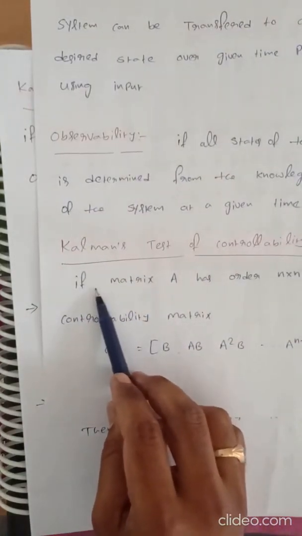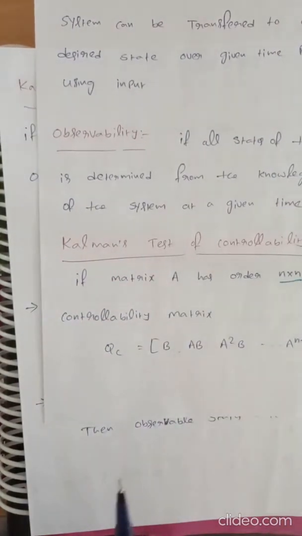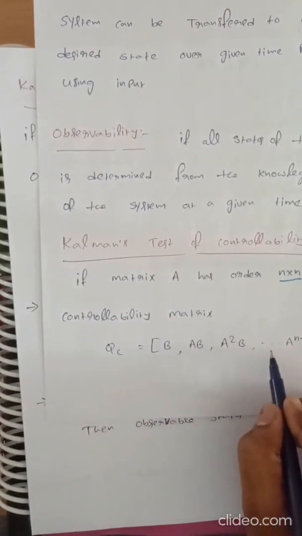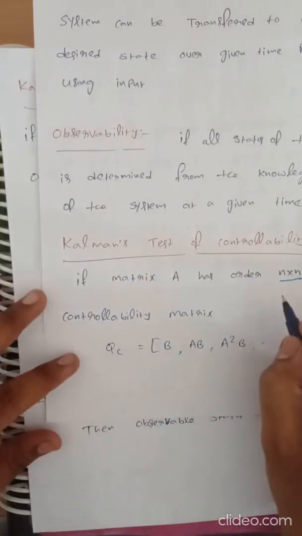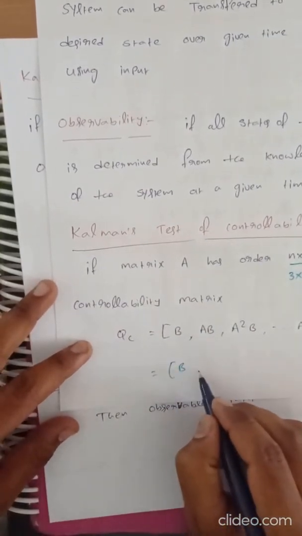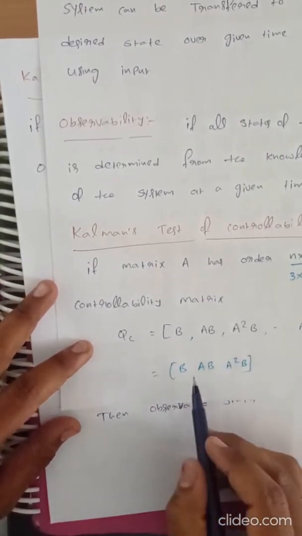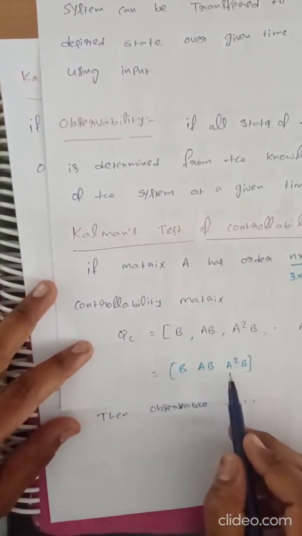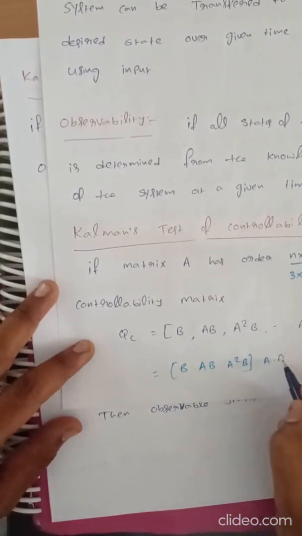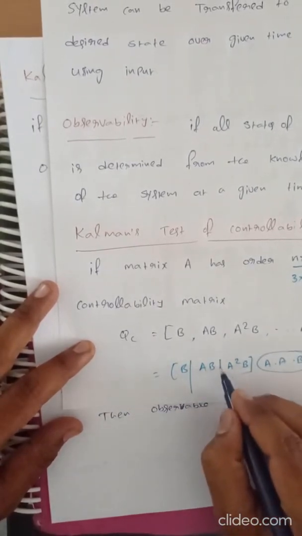Suppose our system matrix A has the order n cross n. Then our controllability matrix is B, AB, A square B, up to A power n minus 1 B. Suppose you have a 3 by 3 matrix, then B, AB, A square B. Here AB means A multiplied with B, and A square B means A multiplied with A and again multiplied with B.